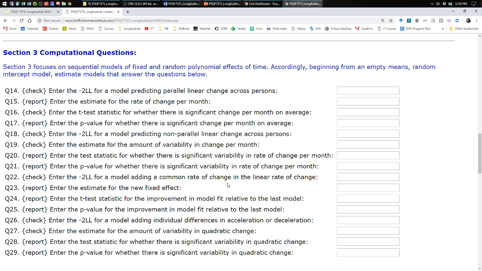So what do you think of when you think of variability? In this context, what am I talking about? Random effects, right? So which random effect? Significant variability in the rate of change per month. Which random effect am I talking about? The linear time slope. So how do I know if I have a significant random linear time slope?